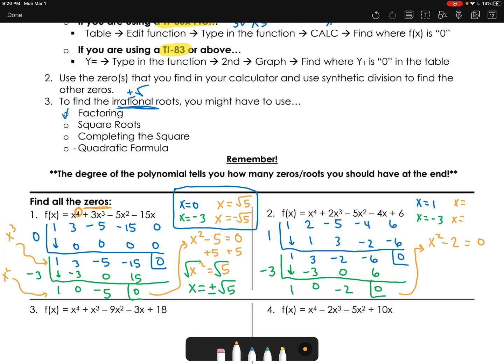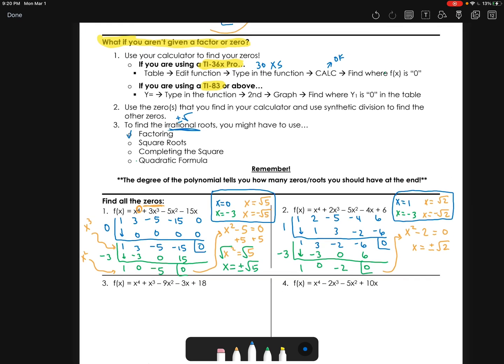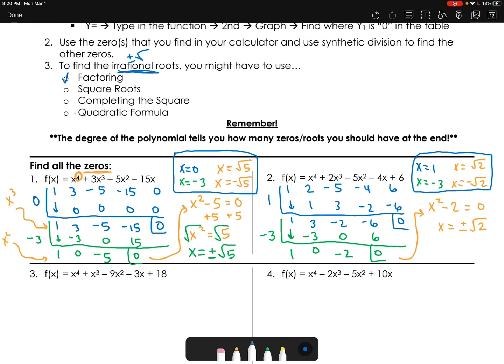Okay? Pause, try it yourself. You should get the answer of x equals positive or negative square root of 2. And so you get the square root of 2 and the negative square root of 2. Okay? Try 3 and 4 on your own. Go ahead and pause the video. Try those here.